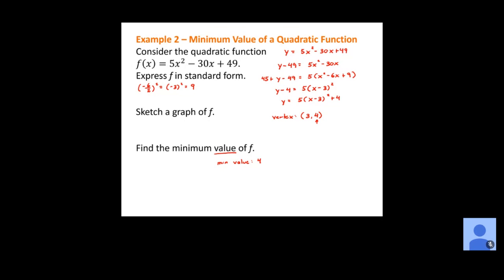And again, the reason we know there's a minimum this time is because we have a positive 5 as our a value. That means the parabola is going to open upward, and therefore there's a min in this case.